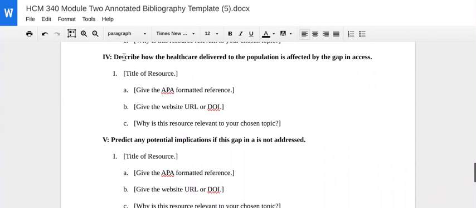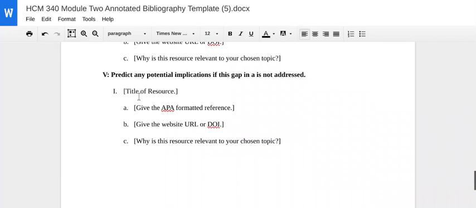And then in the next section, describe how healthcare delivered to the population is affected by the gap in access. In addition to picking up a reference that talks about this, what the reference should be talking about is, what is life like for your population on a daily basis if they're not getting health care, if they can't afford medications, if they don't have a means to get to the specialist, or if nobody has arranged for them to have any kind of care coordination.